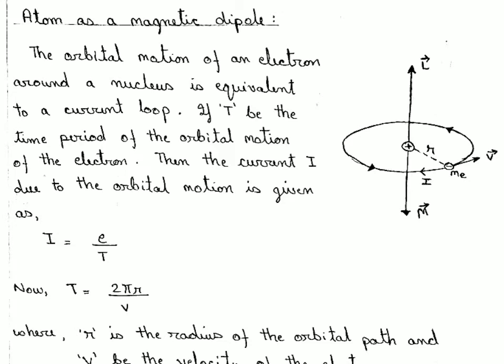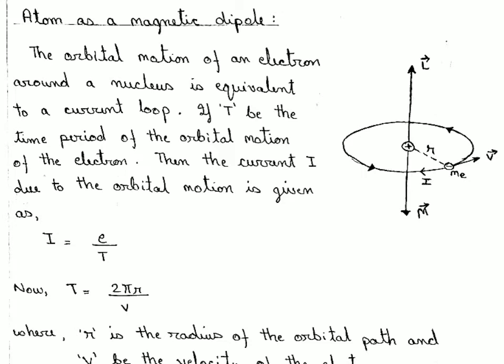So in the diagram you can see that the electron of mass me moves in one direction, and the current moves in the opposite direction. Hence, since the atom behaves as a magnetic dipole, it also has a magnetic dipole moment, and our aim here is to find the expression for the magnetic dipole moment of an atom.